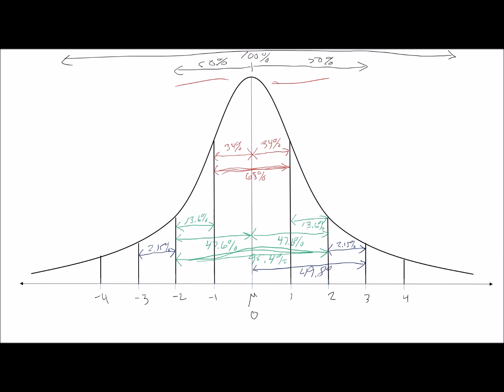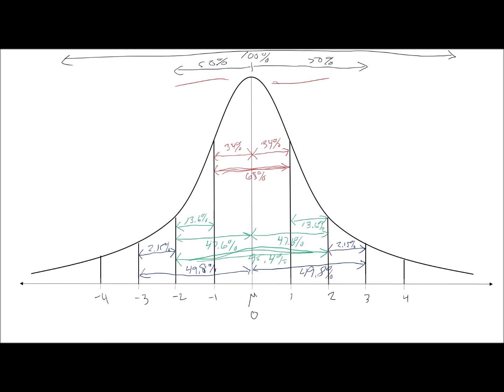49.8% is from the mean to the third standard deviation. And again, that will hold true over here as well. 49.8%. That is actually an 8. Let's try to draw that a little bit better. So 49.8% of any population is between the mean and the third standard deviation, be that above or below.